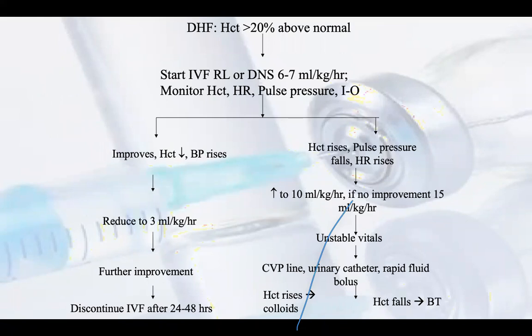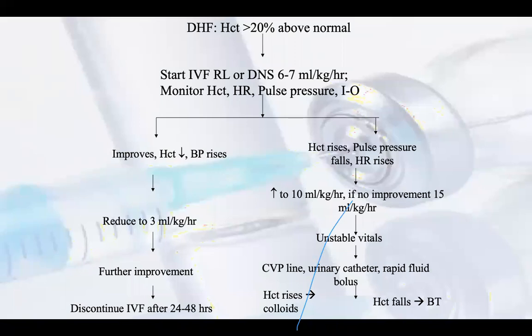In hemorrhagic fever, if the hematocrit is less than 20% above normal, start IV fluids, Ringer lactate or dextrose normal saline, at 6 to 7 ml per kg per hour. Monitor HCT, heart rate, and blood pressure. If it improves, HCT decreases and blood pressure rises, then reduce to 3 ml per kg per hour. With further improvement, discontinue IV fluids after 24 to 48 hours.